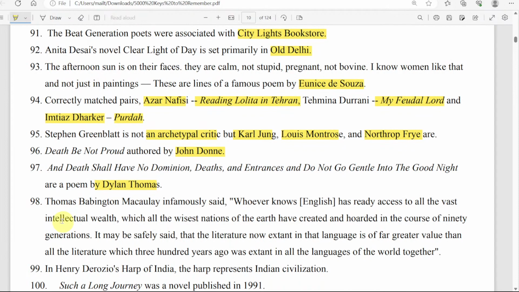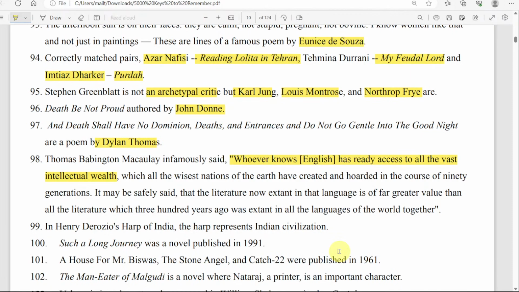And here is what Macaulay infamously said: whoever knows English has ready access to all the vast intellectual wealth which all the wisest nations of the earth have created and hoarded in the course of 90 generations. It may be safely said that the literature now extant in that language is of far greater value than all the literature which 300 years ago was extant in all the languages of the world together.